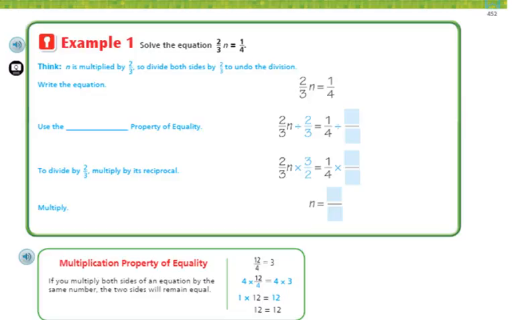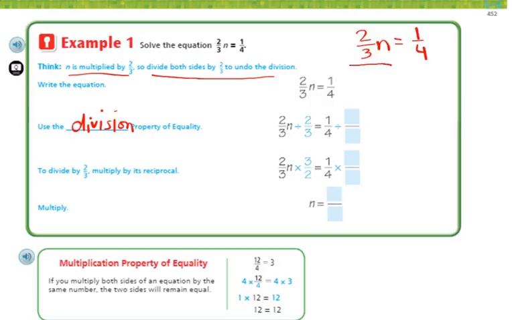All right, so what operation is in between the 2/3 and the n? Well, that's multiplying. So we're multiplying n by 2/3. So we want to divide both sides by 2/3. So really what we're using is the division property of equality. So we're going to take that 2/3 n and we're going to divide it by 2/3. Now what we would do if we wanted to make it look like we did on the previous page here, I'm just going to show you something here real quick.